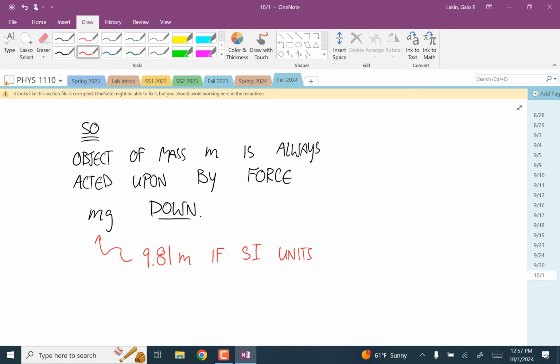So any two things in free fall, if you ignore air resistance, their acceleration is the same. But for any two things, the forces applied to them by gravity are different if their masses are different.